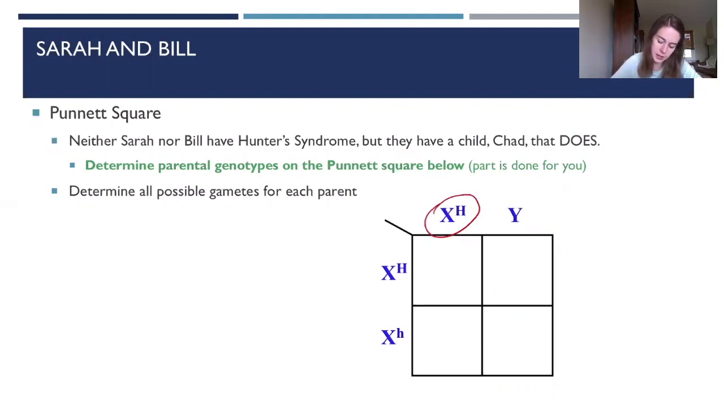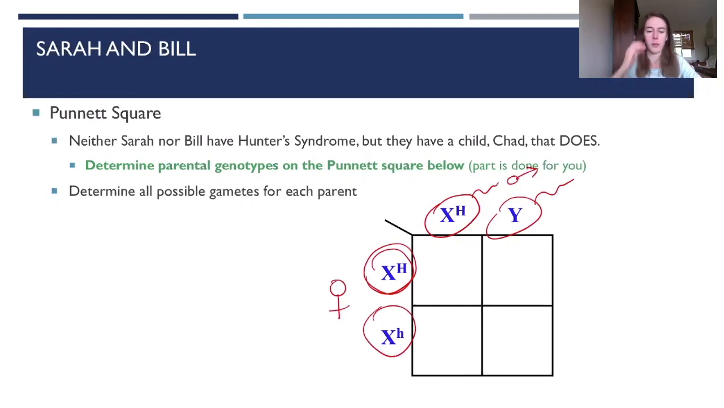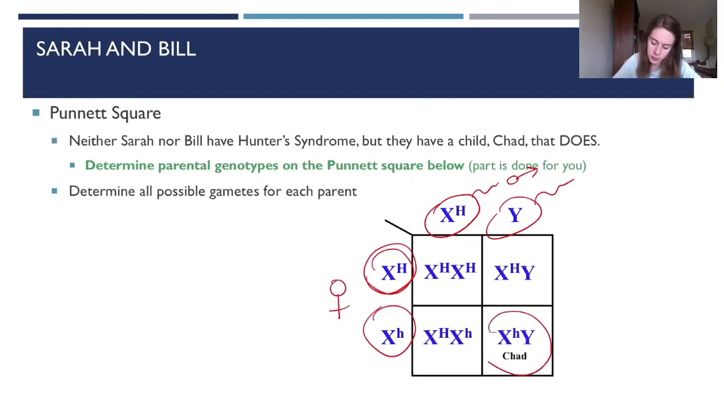So remember that these are sperm. So this is just possible. These are eggs over here because they're from mom. So this is potential children. So all of these are their possible gametes, and anything within this box are going to be their potential offspring. So you can see Chad, they had Chad, he has Hunter syndrome. They only had a 1 in 4 chance, or a 25% chance of having a child with the disease. They have a 50% chance if they have a daughter of that daughter being a carrier.